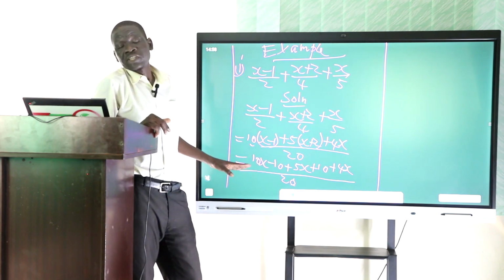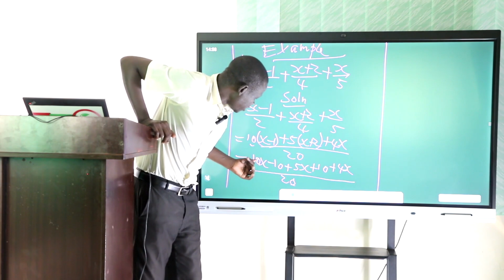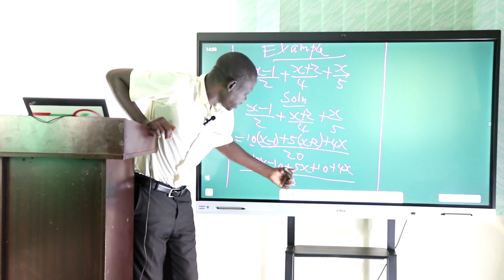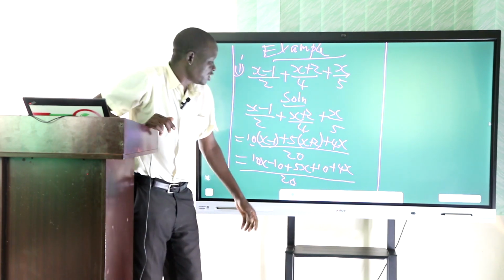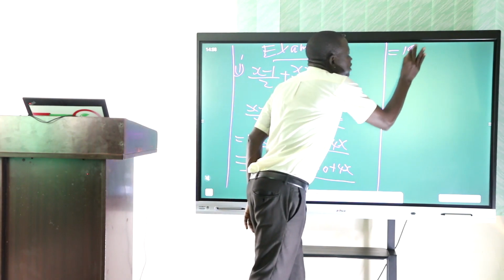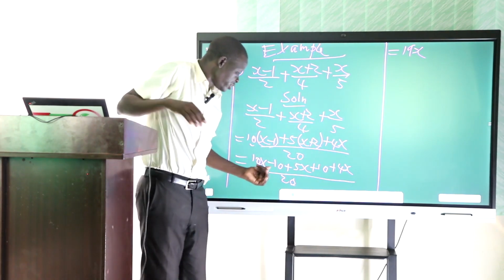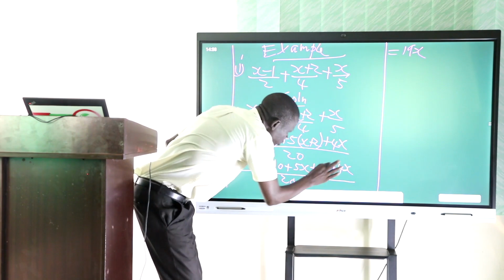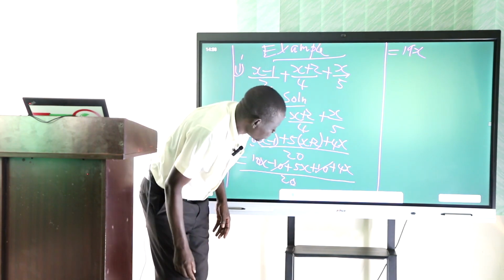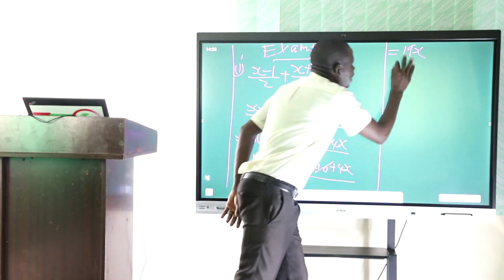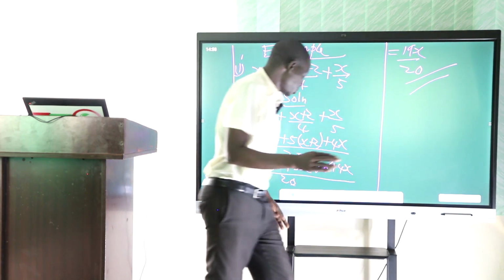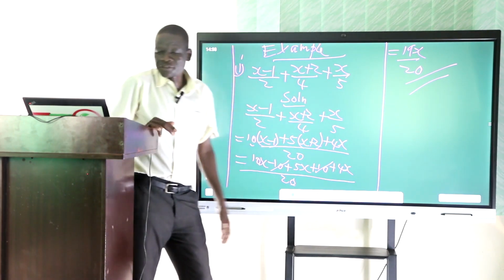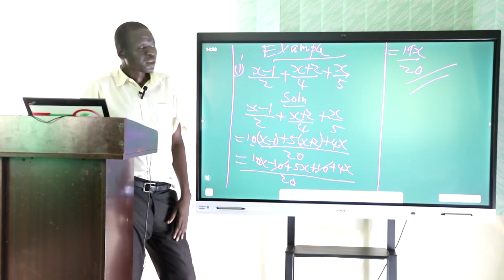So in this case, we have some like terms. The like terms there are 10x plus 5x, you get 15x. Then plus 4x, you get 19x. So here we get 19x. Then we come to the constants. Negative 10 plus 10, you get 0, so you find that this one cancels. So we are having 19x out of 20, and this becomes the final answer. So we have already simplified such a fraction.